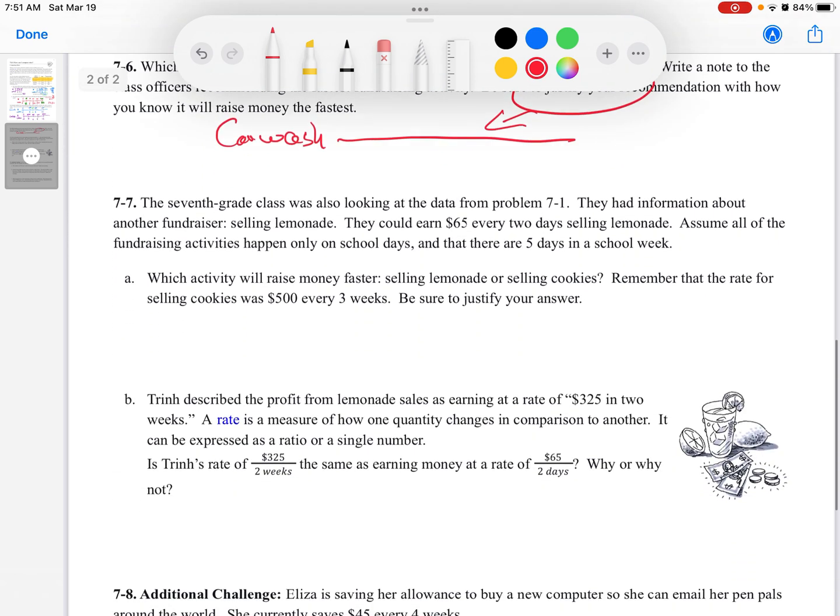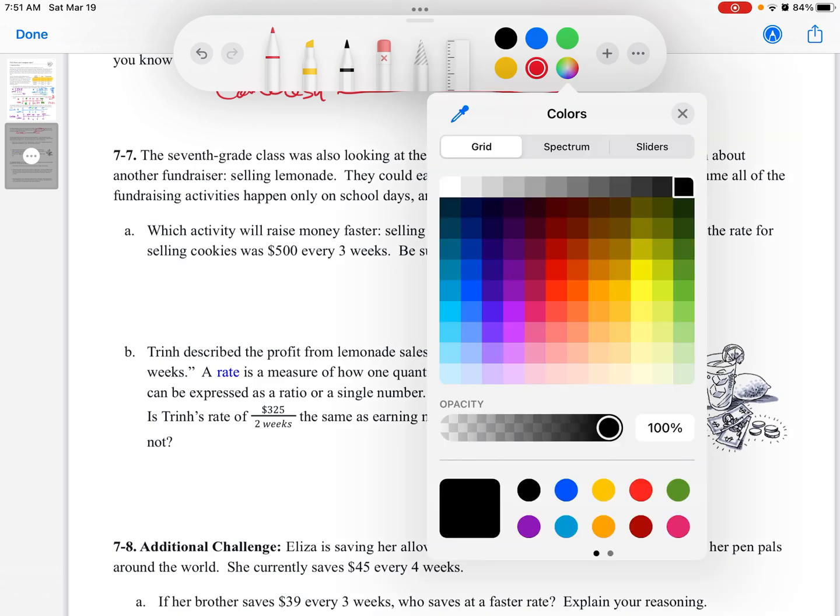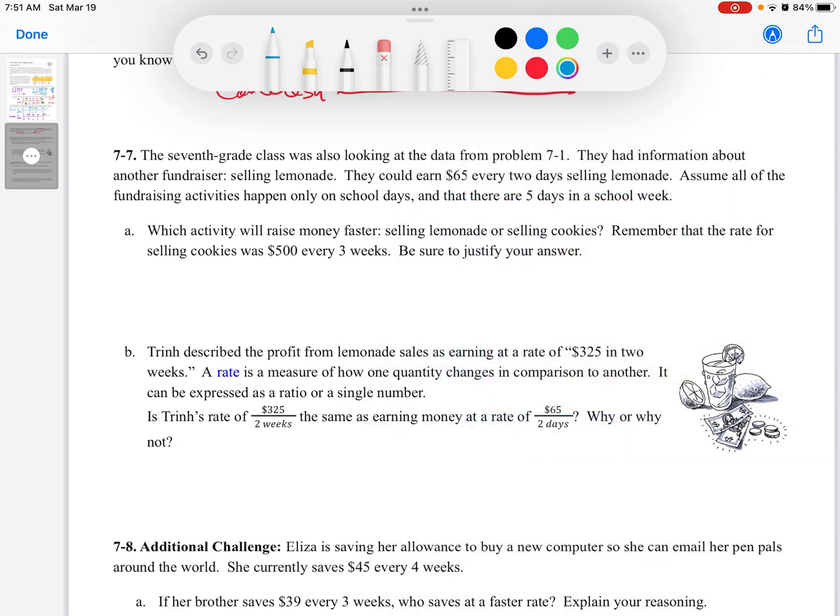Maybe. All right. What we have to recognize first is that one is in days and one is in weeks. And if we don't put them in the same units, either days or weeks, this is really hard for us to compare, right? So let's talk about the lemonade. Maybe we could figure out what it is for 1 week.